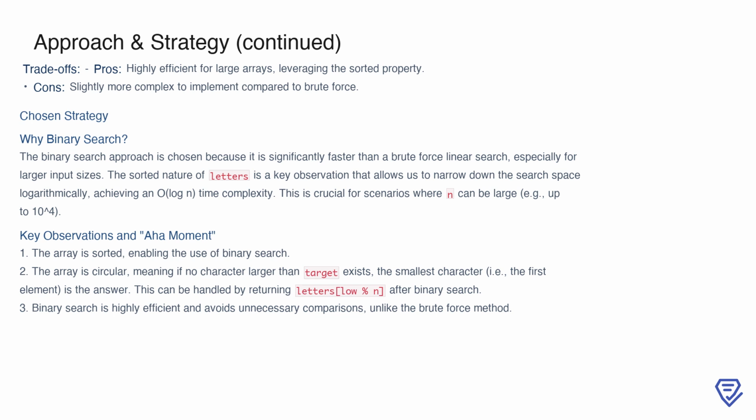The key observations that make this approach optimal include recognizing that the array is sorted, which enables the use of binary search, and understanding the circular nature of the array. If no letter greater than the target is found, the smallest letter, which is the first element, becomes the answer. This is elegantly handled by returning letters[low % n]. The aha moment here is realizing how binary search avoids the inefficiency of linear traversal, achieving logarithmic time complexity, which is crucial when handling larger input sizes.